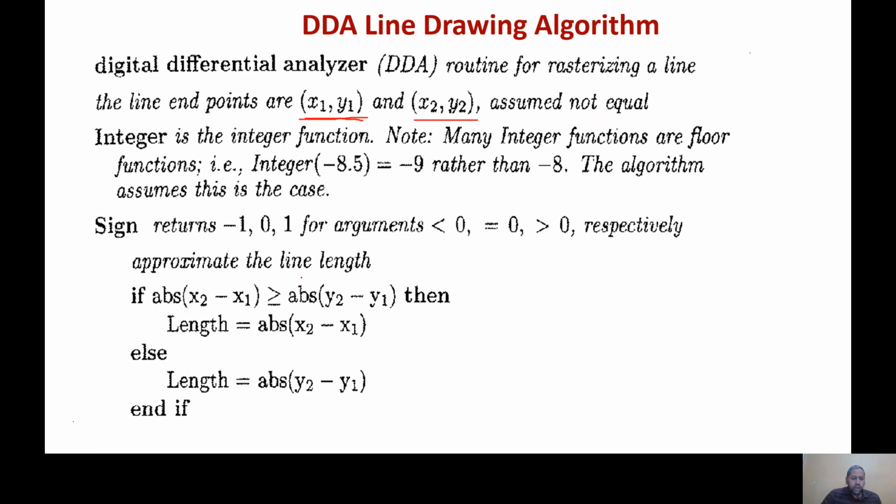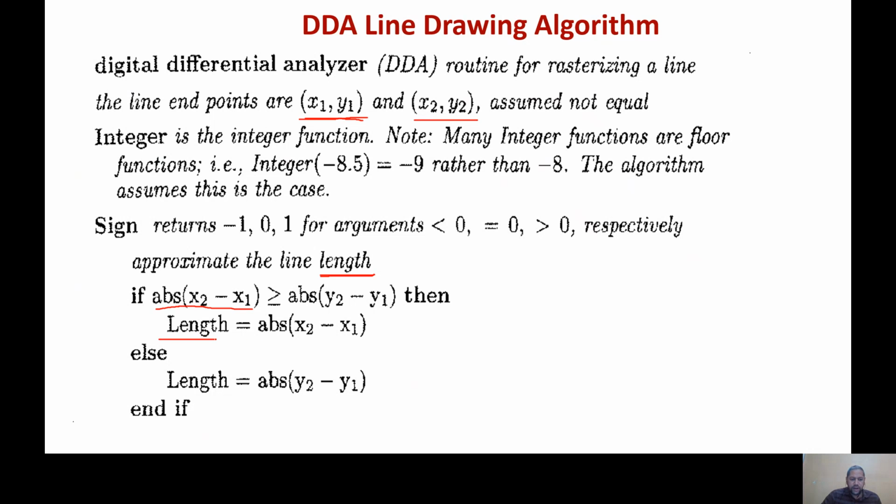Now, the first thing that we are going to do in this case is find out the length of the line. What is the length? Just now we have seen the length is nothing but the maximum between x2 minus x1 and y2 minus y1. So if absolute x2 minus x1 is greater than absolute y2 minus y1, then the length will be x2 minus x1.